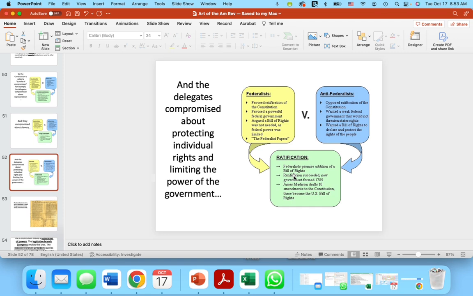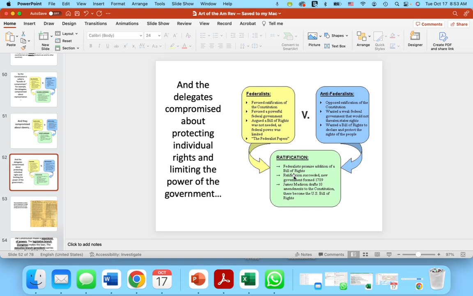First Amendment, freedom of speech, press, religion, assembly, and petition. Second Amendment, right to bear arms. Third Amendment, you do not have to house soldiers in your house. Fourth Amendment, no unreasonable search and seizure. You have a right to privacy. Fifth Amendment, you don't have to testify against yourself, and there's due process. You're entitled to fair treatment.